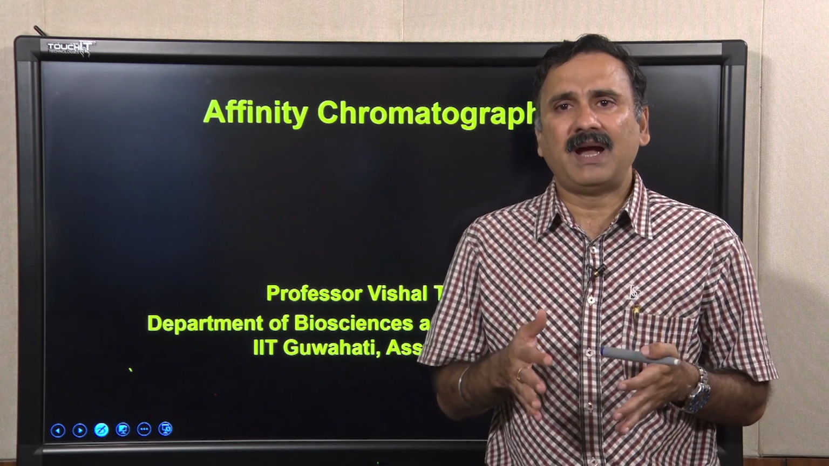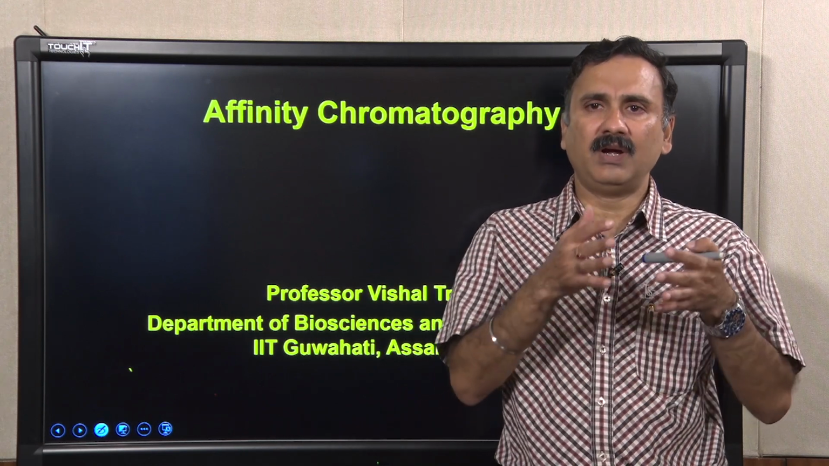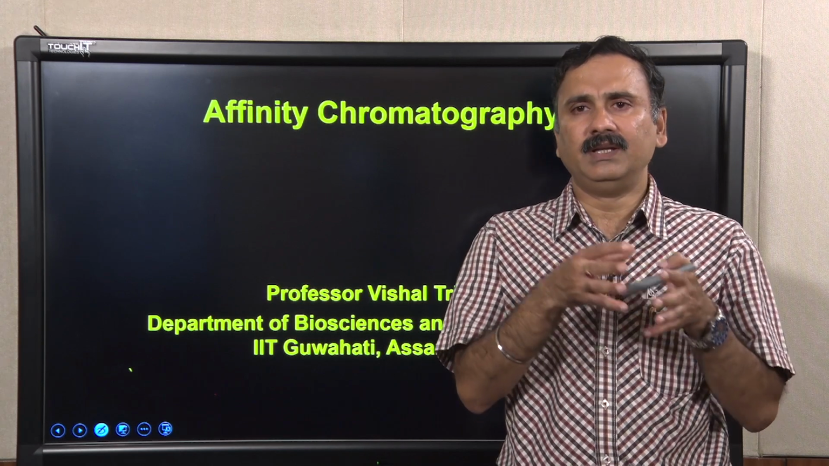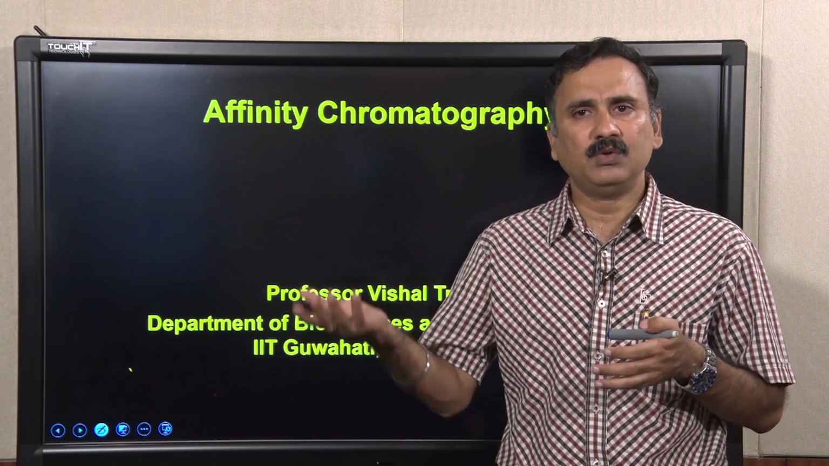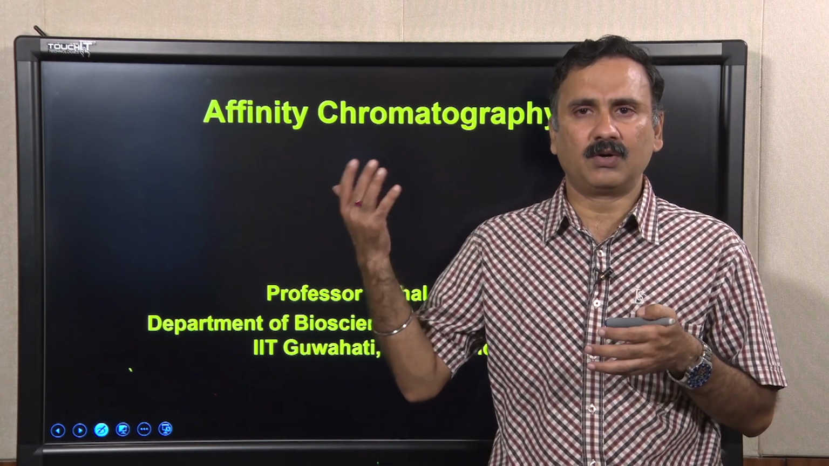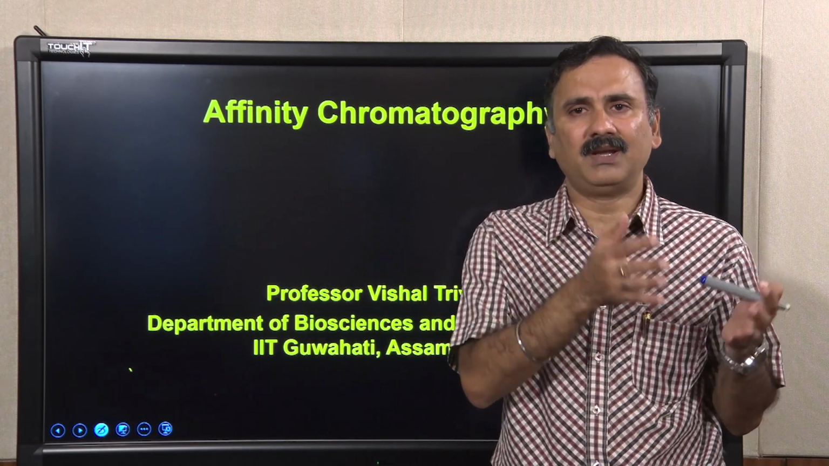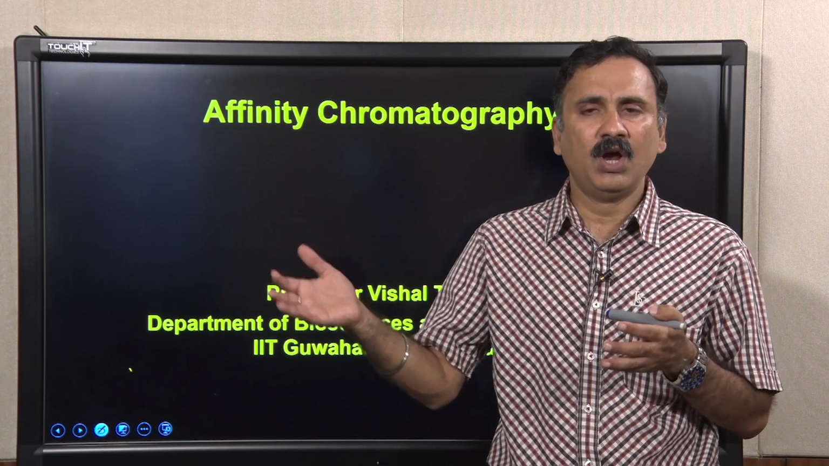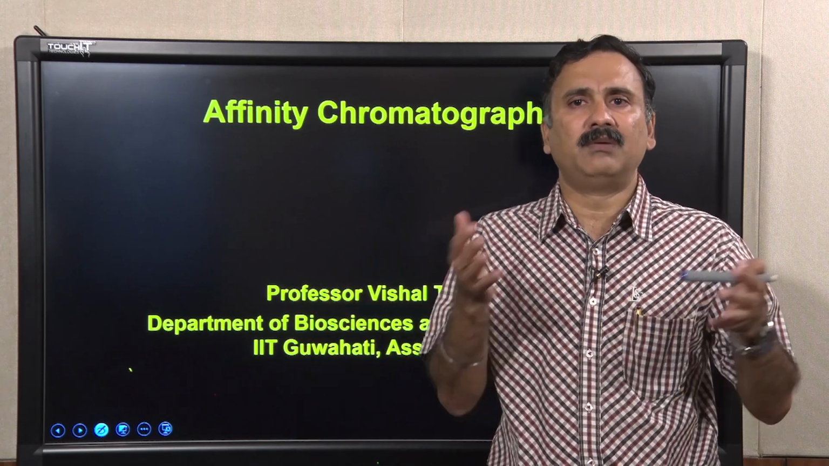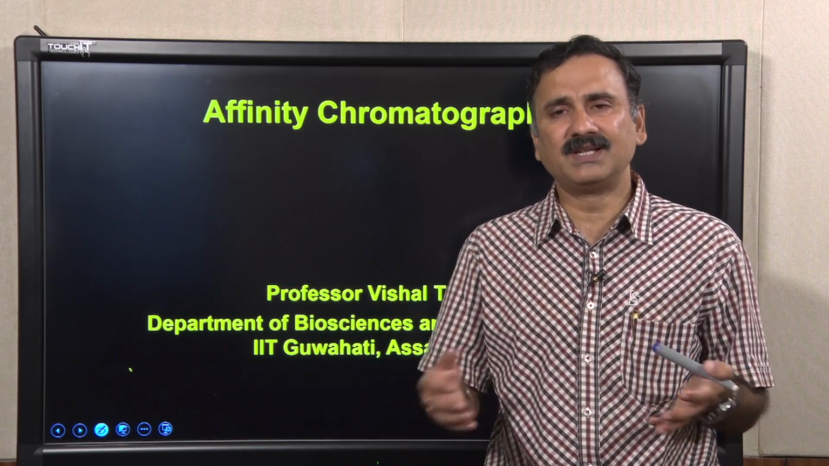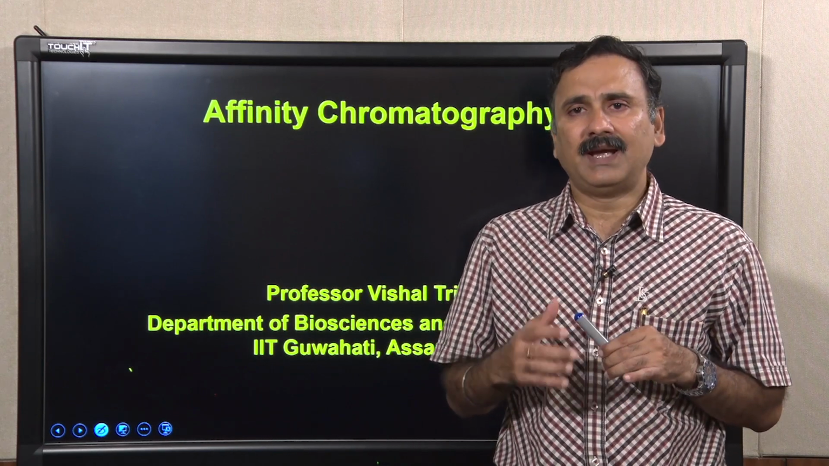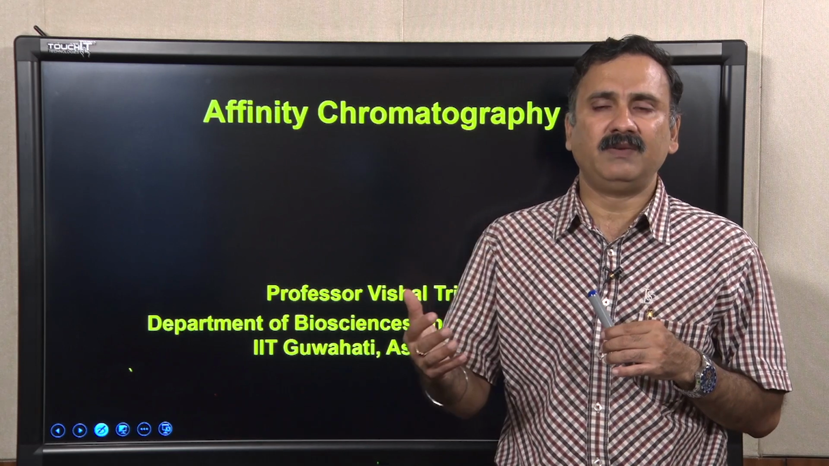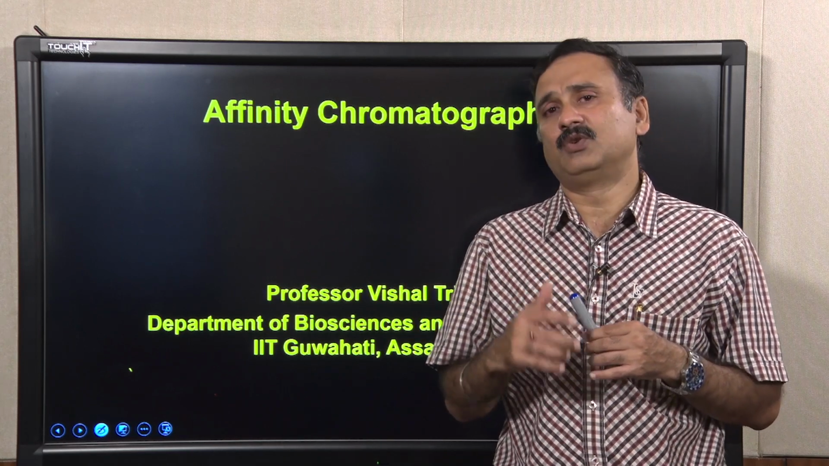So, in a typical matrix, you have the coupling of the receptor or the ligand to the matrix, and then you can couple the cognate pair. For example, in the case of matrix you can couple the ligand, or in the case of ligand you can couple the matrix to the protein of your interest, and then subsequently you can utilize them in purification using affinity chromatography.